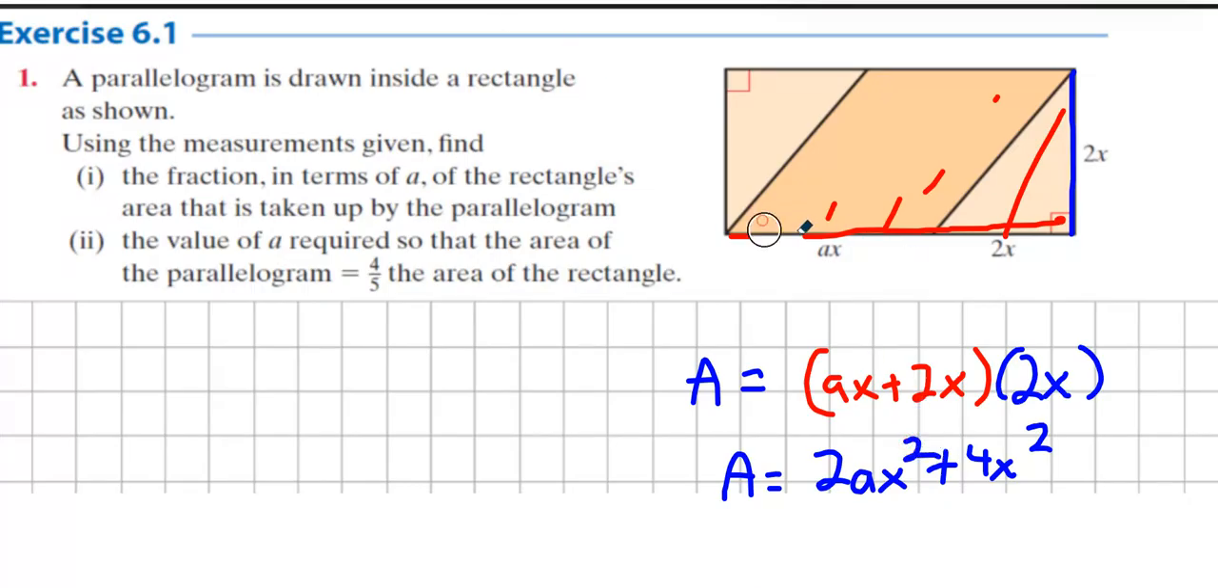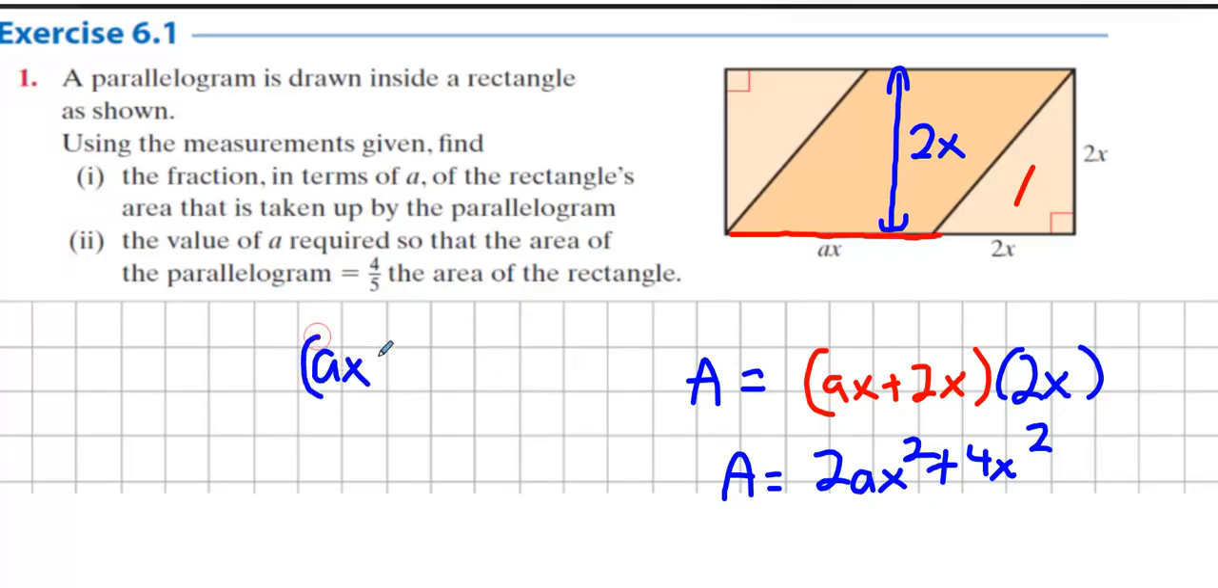Now, the next thing I'm after is the area of the parallelogram. The area of the parallelogram is given by its base, which is the red line here, times its perpendicular height to the other side, its opposite side, which is 2x, isn't it? So it's ax times 2x for the parallelogram, which is what? 2ax squared. Find the fraction in terms of a of the rectangle's area that is taken up by the parallelogram.